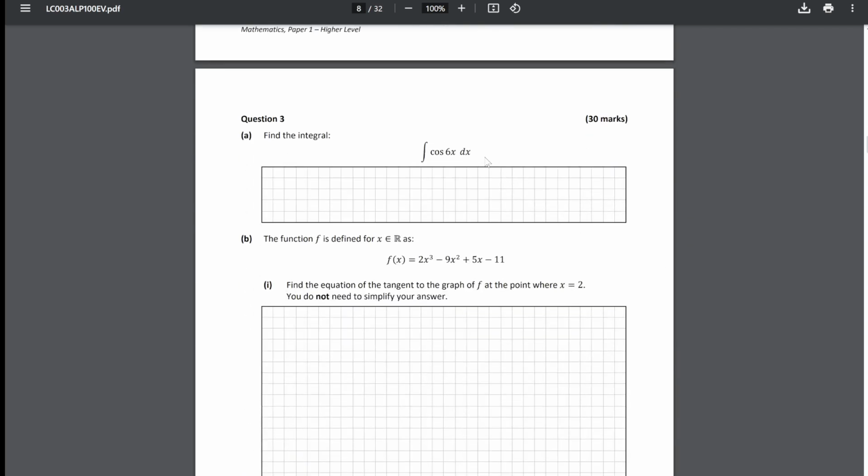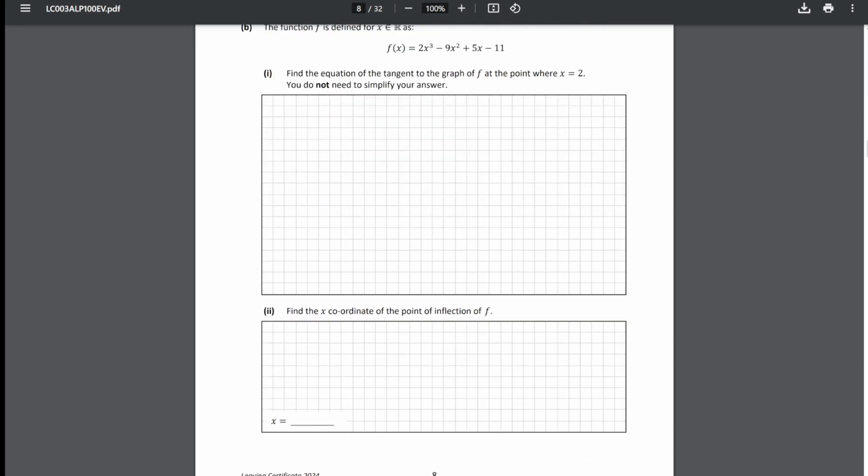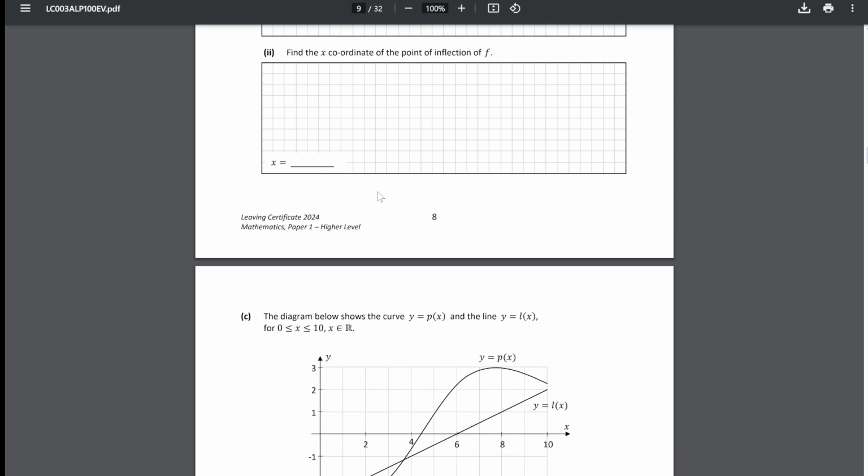Question three, standard integral. You can just go straight from the log tables. Hopefully you've remembered to include the plus c there. And then it's just a functions question with slope of a tangent at x equals 2. Set the derivative, put x equals 2 in, and then you can also find the point that it touches if you sub x equals 2 back into the original equation. And then finding the point of inflection, you just set the second derivative to 0. So some very standard stuff here.